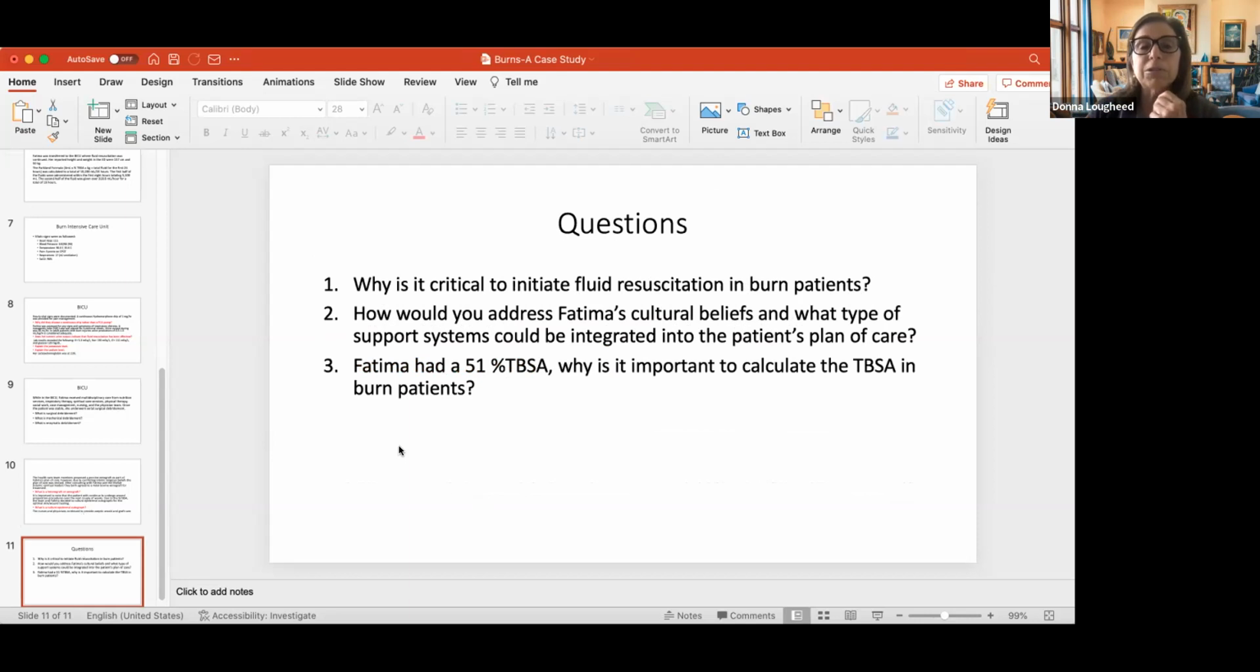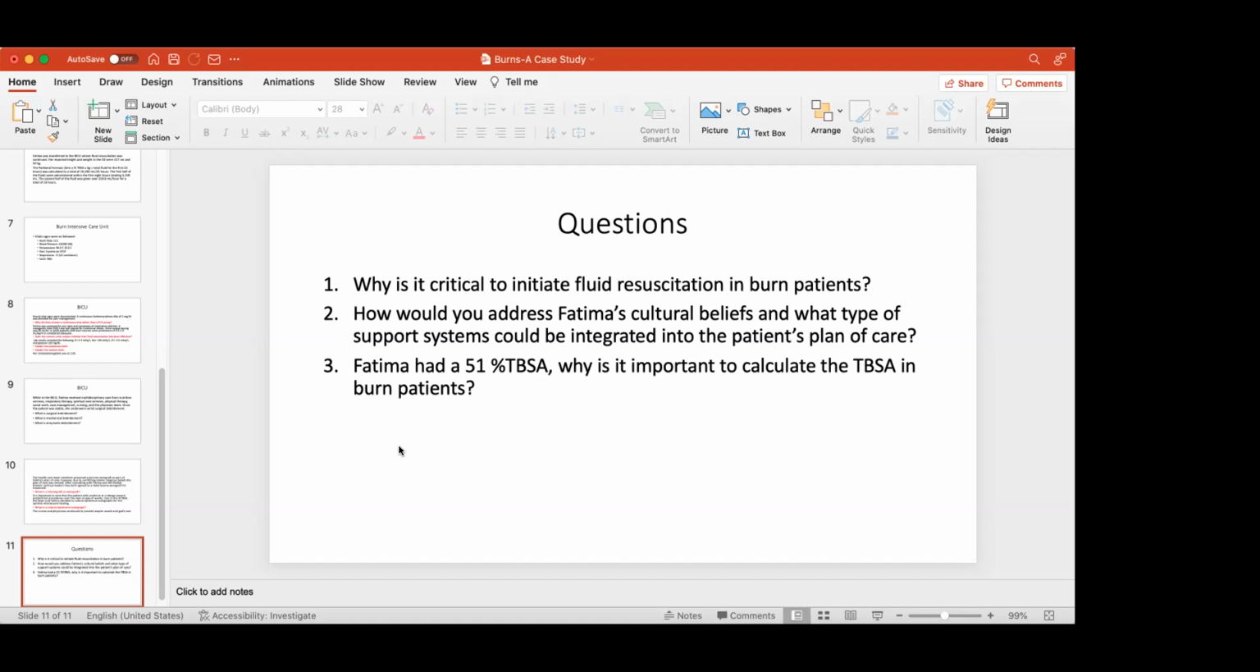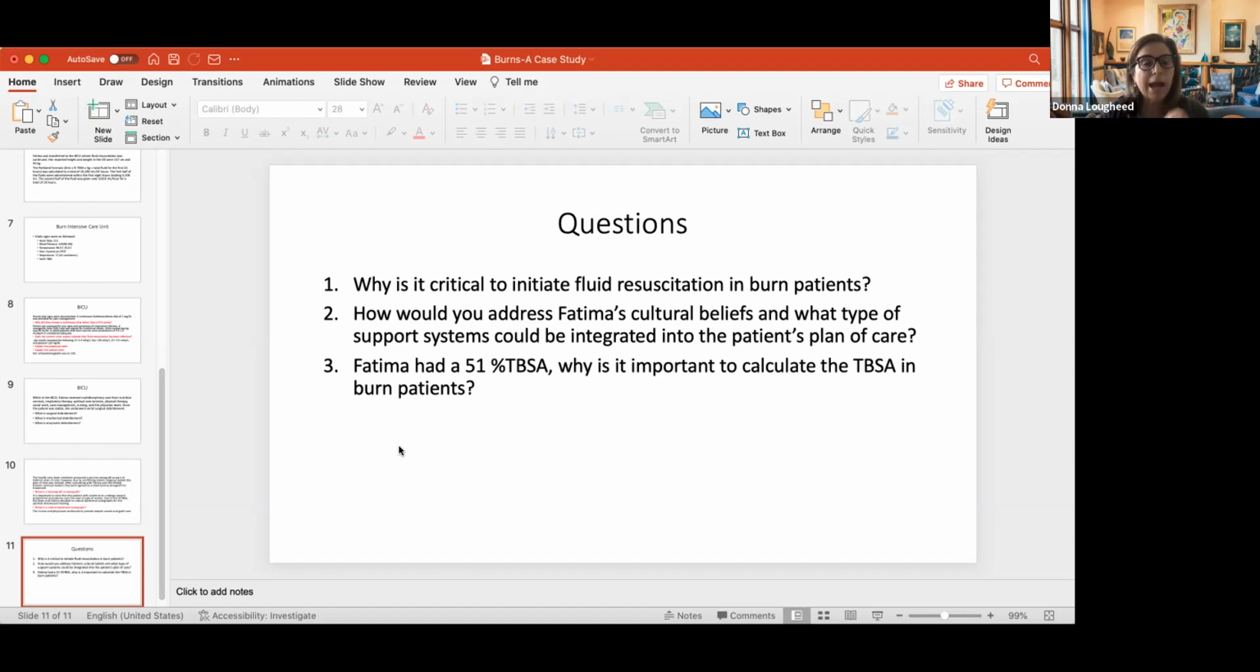So why is it critical to initiate fluid resuscitation in burn patients? Because of that initial shift of fluid, right? It happens in the first hours after a significant burn. So we've lost volume, it's in the interstitial. So in order to have an adequate cardiac output, we need to replace that volume.